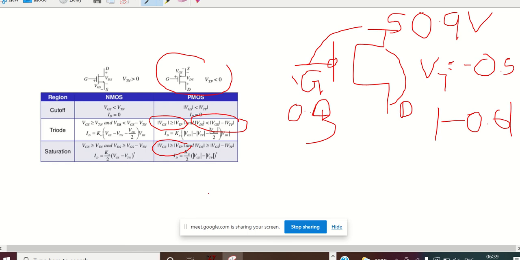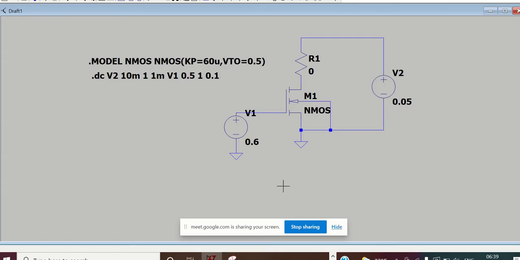So try to do this on your own and try to get the behavior. Otherwise, I have already uploaded a video among my old videos. New videos I have not done. In the old video, PMOS also I have added. The name will be PMOS characterization, so check that. First you try to do this on your own in LTSpice.